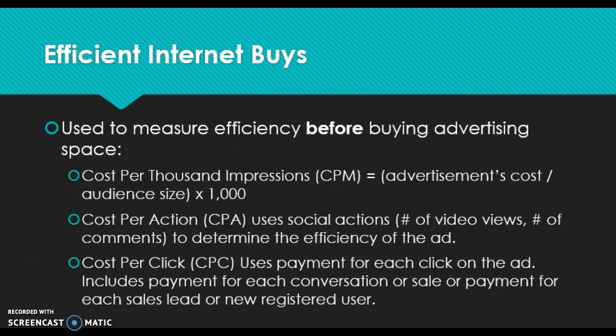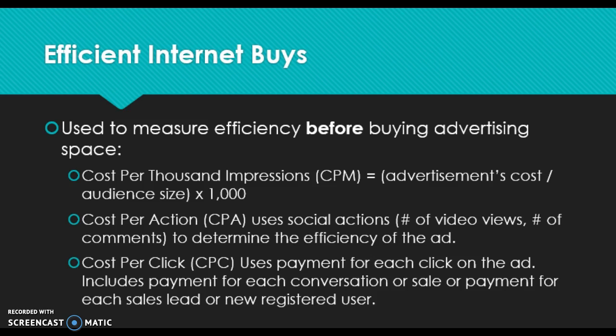Now we're going to talk a little bit about efficient internet buys. Efficient internet buys are used to measure the efficiency of an advertisement space before actually buying it. Here are three popular methods. One is cost per thousand impressions, or CPM. This is calculated by taking the ad space cost, dividing it by the audience size, and multiplying it by 1,000. The internet audience size is counted using impressions, which is the number of times the ad was served to a unique site visitor, whether or not they actually looked at it.